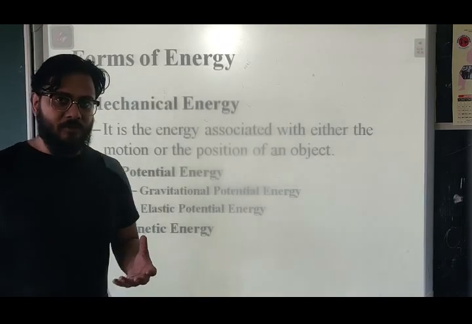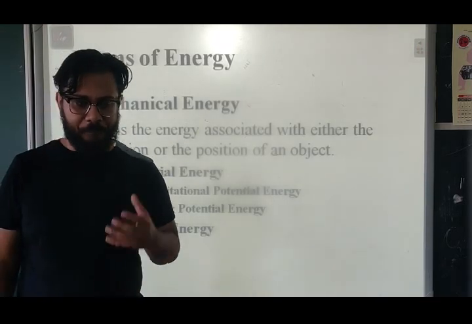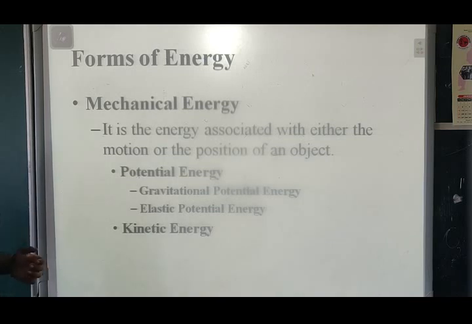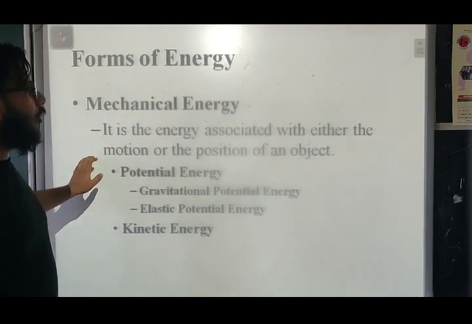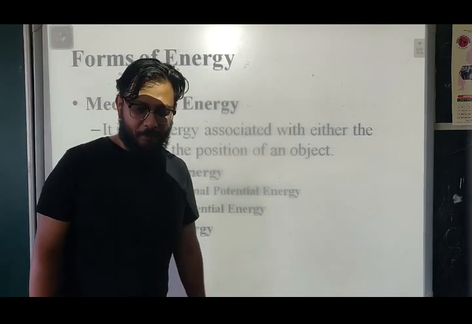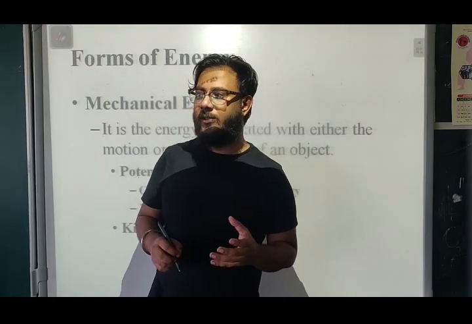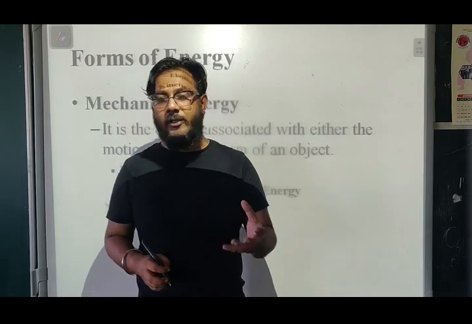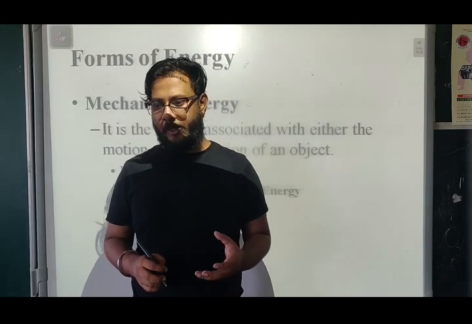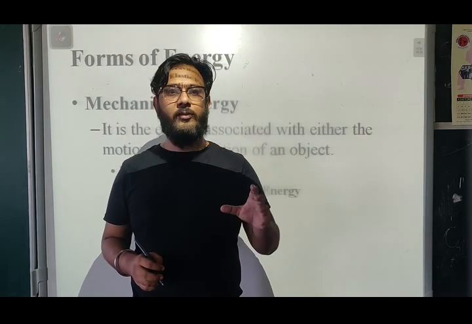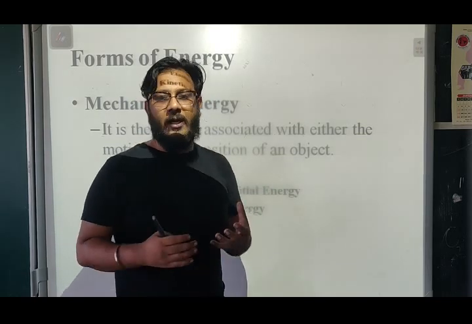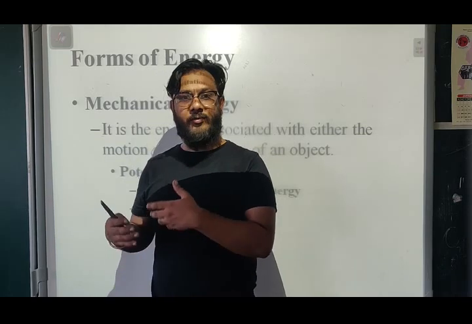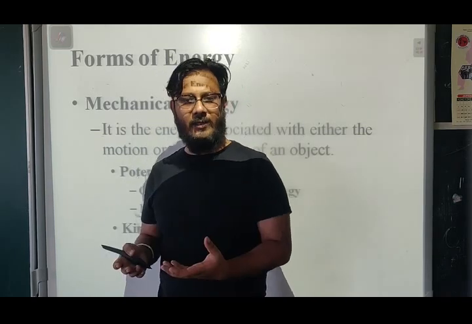There are different forms of energy. The first one is mechanical energy. It is the energy associated with either the motion or the position of an object. Mechanical energy is basically talking about the energy of an object. In the first case, the object is stationary, so how much energy does it have, and if the object is in motion, if it is moving, then how much energy does it have.